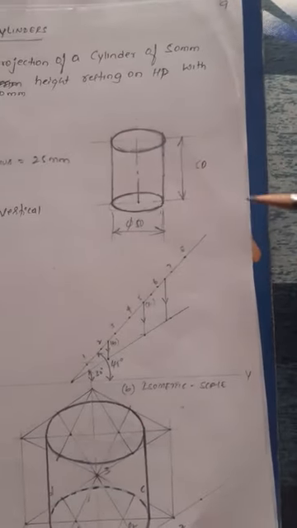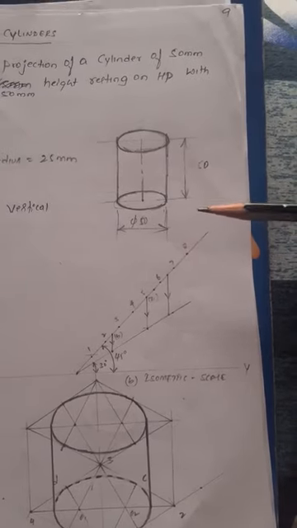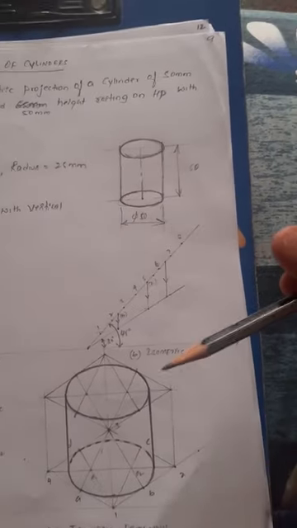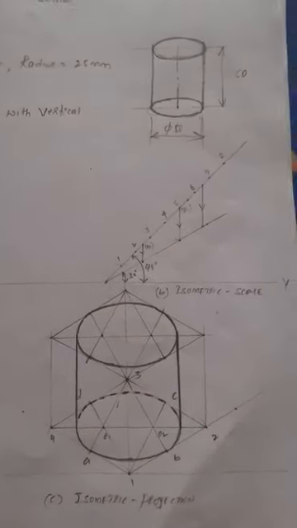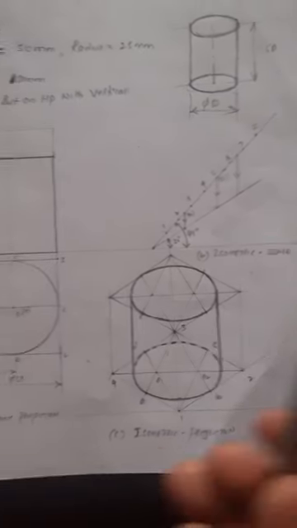Then you go for drawing the isometric scale. If you have an ISO sheet, you can directly draw this isometric projection of the cylinder. How much is the dimension here?